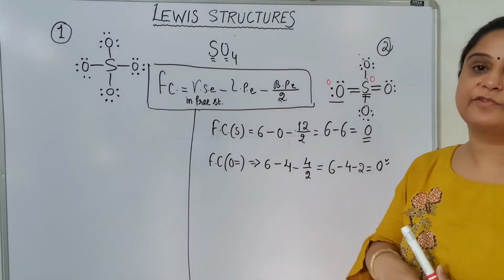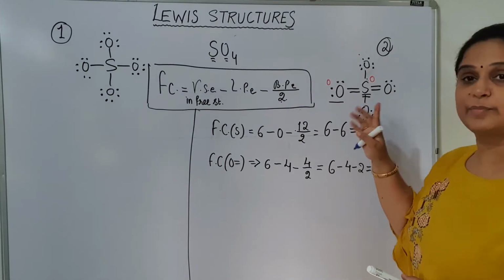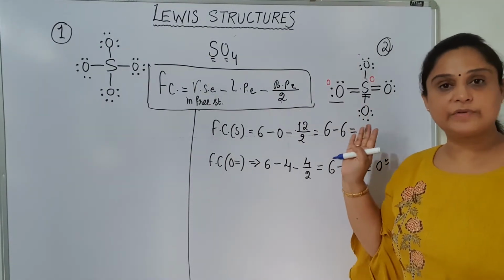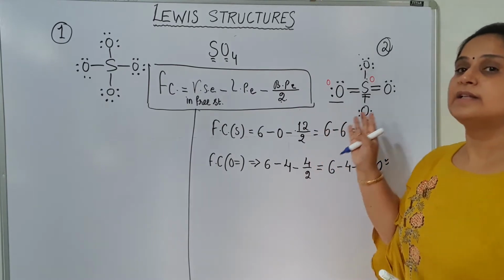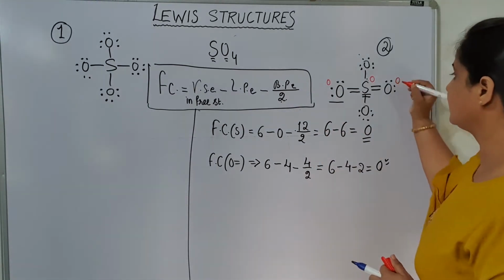Now let's take the formal charge. The formal charge of this and this will be the same because the bonding pattern is the same and the lone pairs of electrons are the same, so obviously these two will have the same formal charges on them. So I am writing it here, 0.